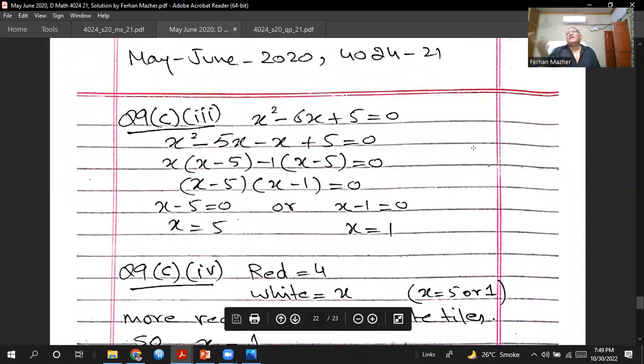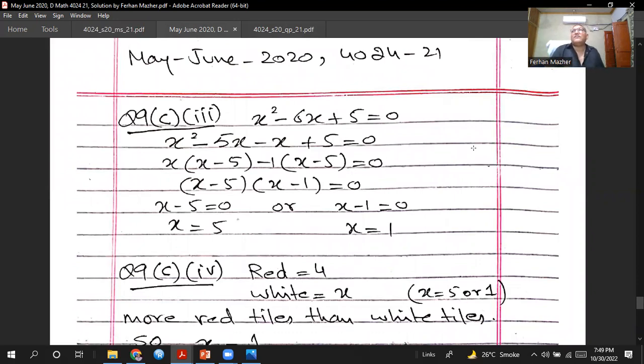5 times 1 gives you 5, and when you add them, it gives you 6, but you want minus 6, so both of them will be minus: minus 1 and minus 5. So x squared minus 5x minus x plus 5 equals 0. From the first two terms, I can take x common. So in the bracket, x minus 5, bracket close. From the last two terms, minus 1 is common.